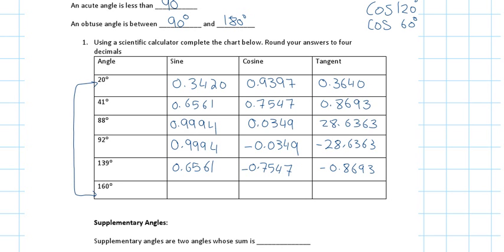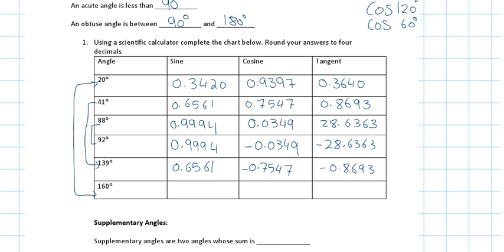If you think about 41 and 139, if I add 41 and 139, what do I get? 180. If I add 88 and 92, what do I get? 180. So 88 and 92 end up having the same ratios, but some of them are negative, because they're supplementary angles. 41 and 139 ended up having the same ratio, but some of them are negative, again because they're supplementary angles. What are we expecting for the other supplementary angles? To have the same thing. So without using a calculator, I can answer these questions.